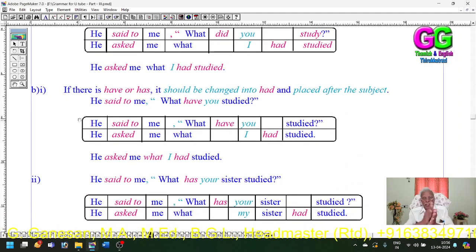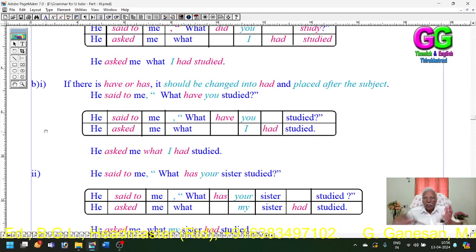So we have seen regarding do, does: do, does should be removed and the verb after the subject should be changed into past tense. If there is a did, it should be changed into had and the verb after the subject should be changed into its past participle.